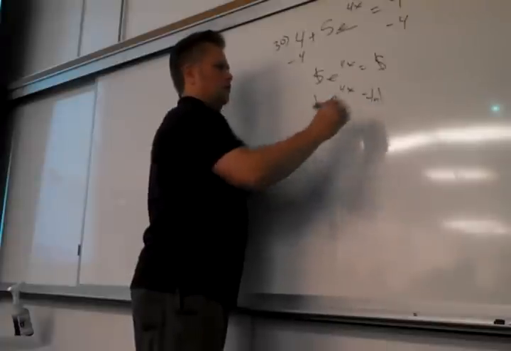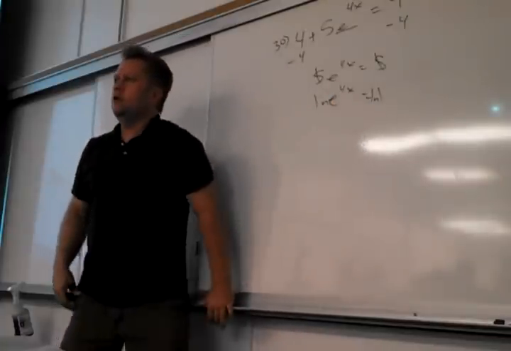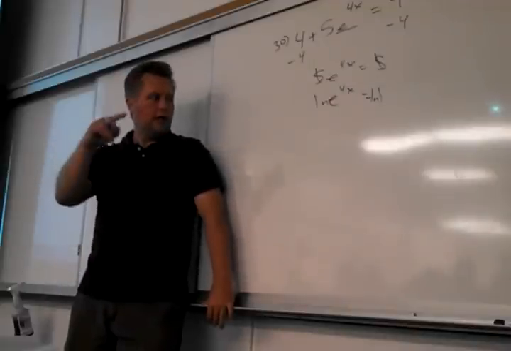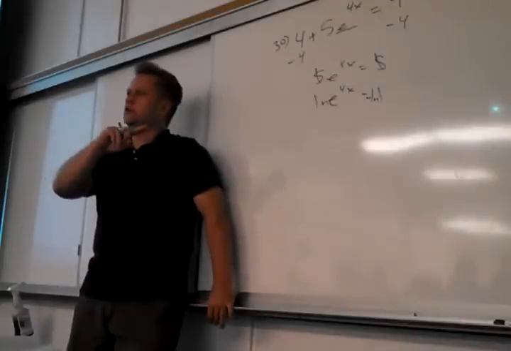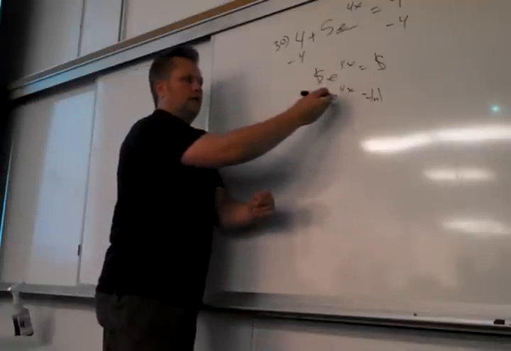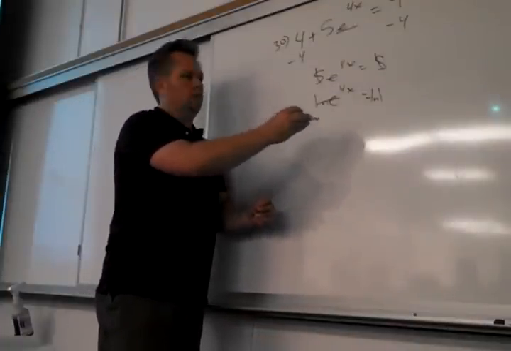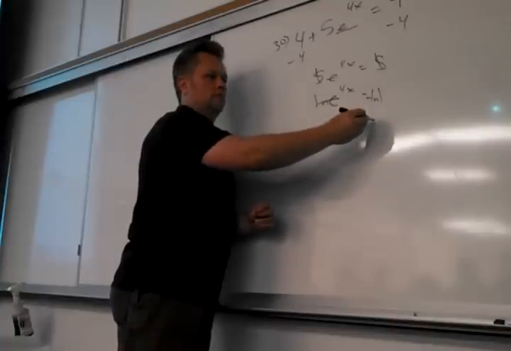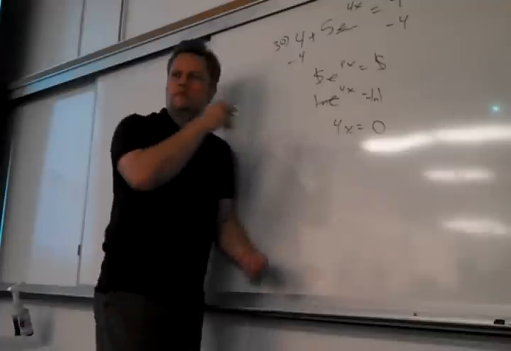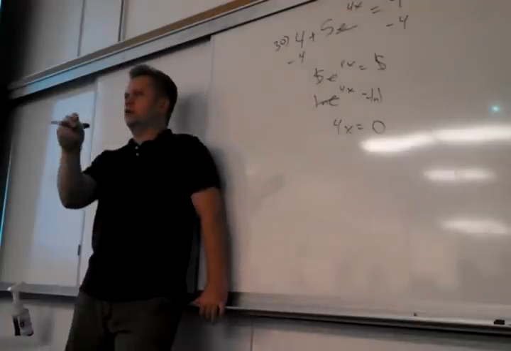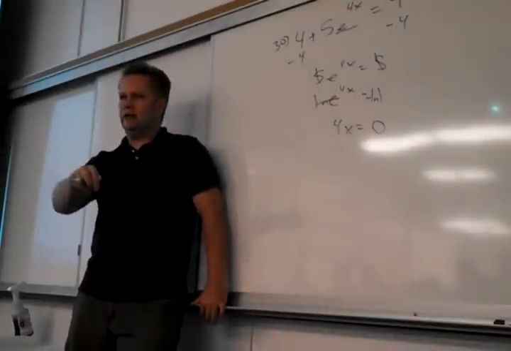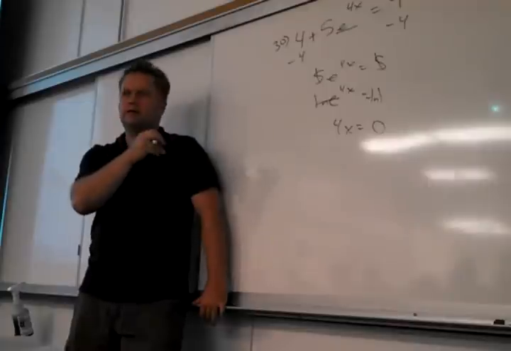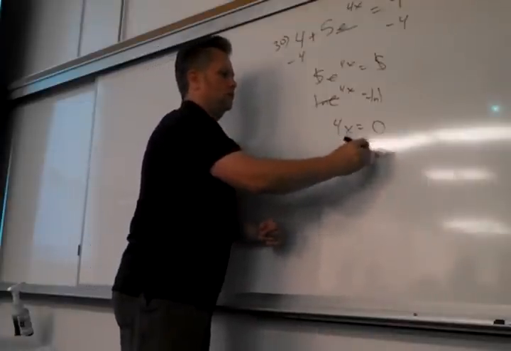Now, why can't we do just log? You can, but ln has a base of e. So the beautiful thing then is ln and e, what do they do? Cancel each other. So then you just get 4x equals, and what's ln of 1? Any log of 1 is 0, because what power does anything need to become 1? A 0 power. And so x equals 0. Let's check it out.